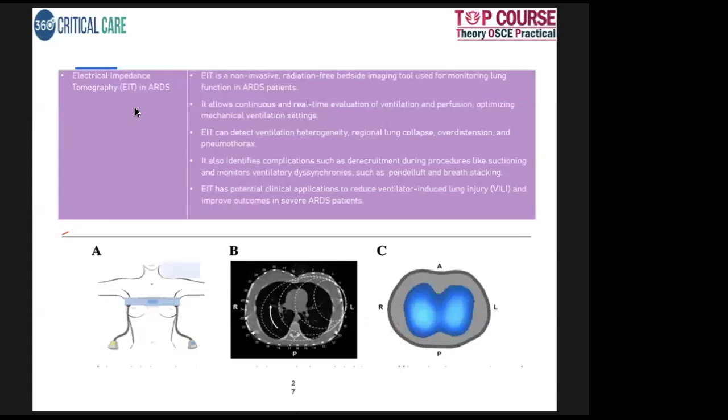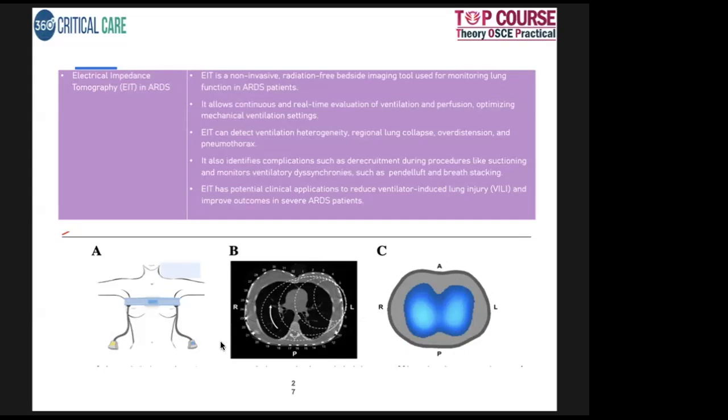So what is electrical impedance tomography? This was asked as one of the short notes in the previous papers. It is a non-invasive, radiation-free bedside imaging tool used for monitoring the lung function. It allows continuous and real-time evaluation of the ventilation and perfusion, optimizing the mechanical ventilation settings. So it can detect ventilation heterogeneity, regional lung collapse, over-distension, or a pneumothorax. It also identifies complications such as de-recruitment during procedures like suctioning and monitors ventilator dyssynchronies such as pendelluft or breath stacking. So it has potential clinical application to reduce mortality and improve the outcome in severe ARDS patients.